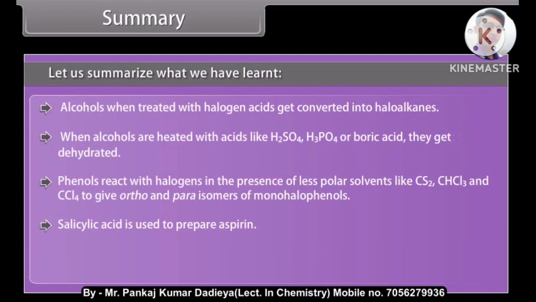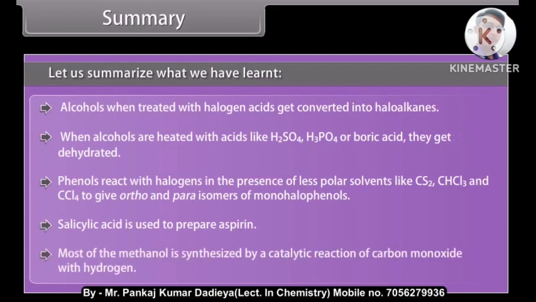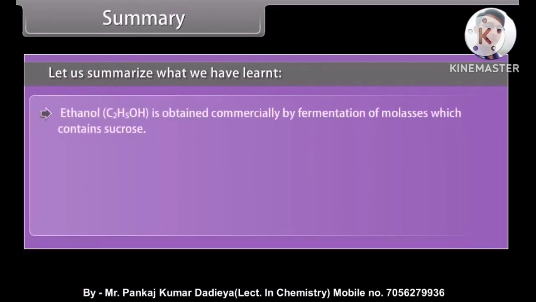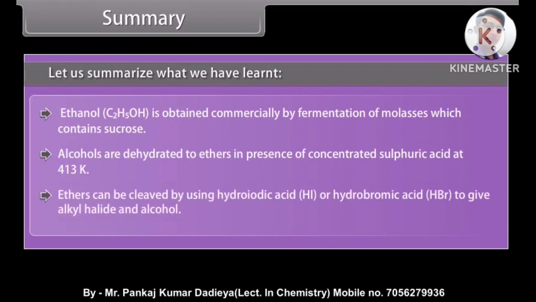Salicylic acid is used to prepare aspirin. Most of the methanol is synthesized by a catalytic reaction of carbon monoxide with hydrogen. Ethanol is obtained commercially by fermentation of molasses, which contains sucrose. Alcohols are dehydrated to ethers in the presence of concentrated sulfuric acid at 413 Kelvin. Ethers can be cleaved by using hydroiodic acid or hydrobromic acid to give alkyl halide and alcohol.